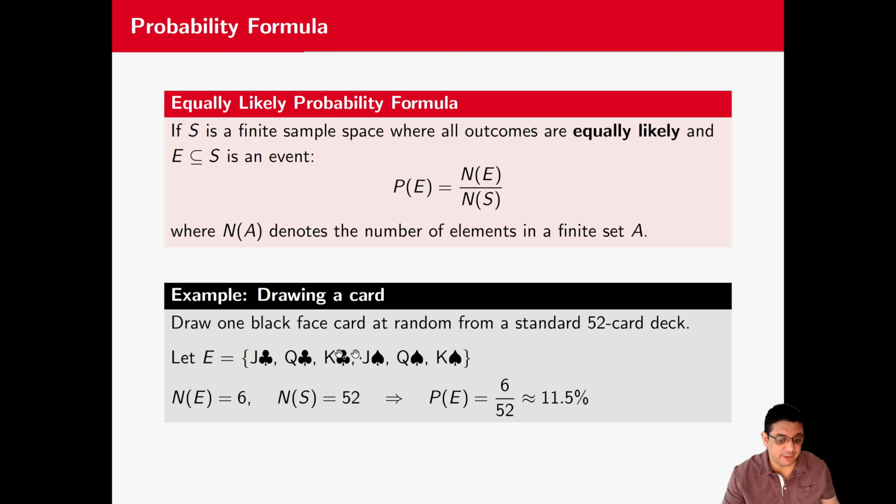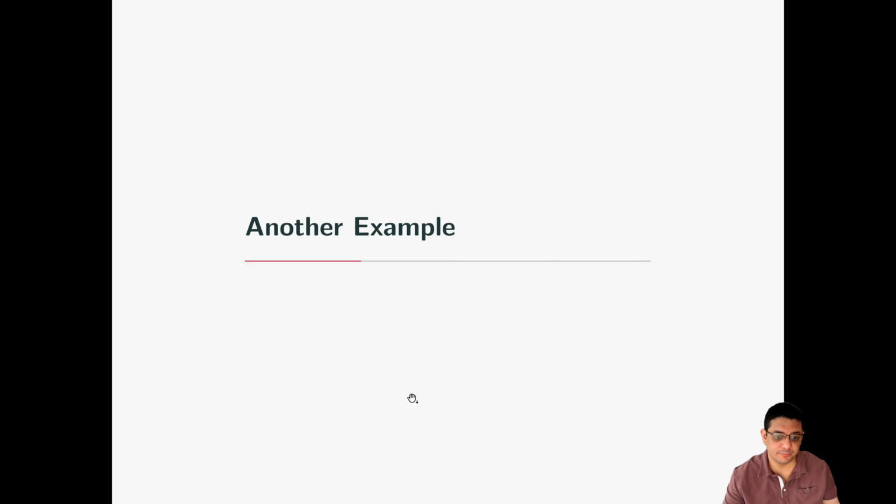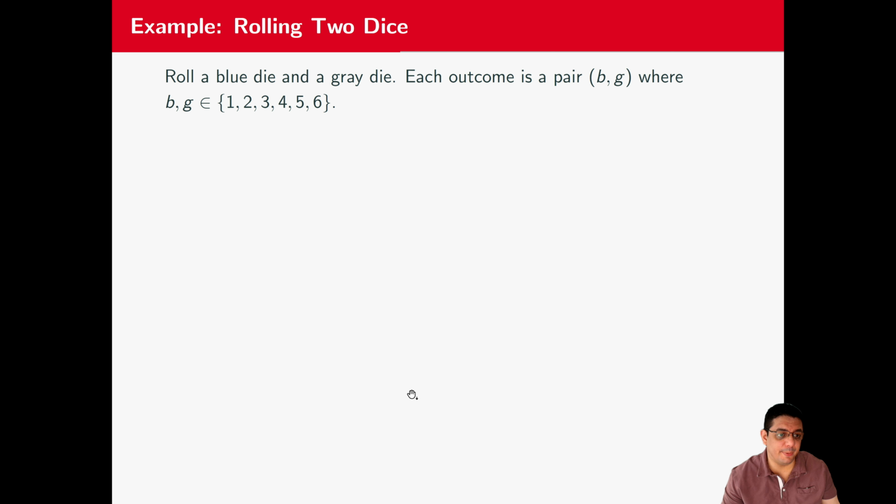So my probability for this particular event of getting one black face card is going to be 6 out of 52, since I have 6 chances to get one black face card out of 52 possible cards. So that probability is going to be around 11.5%.